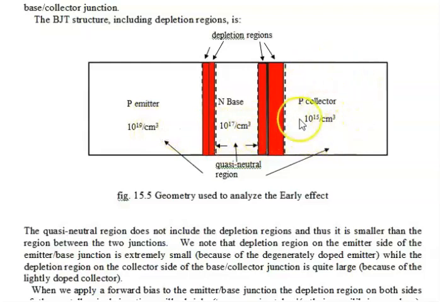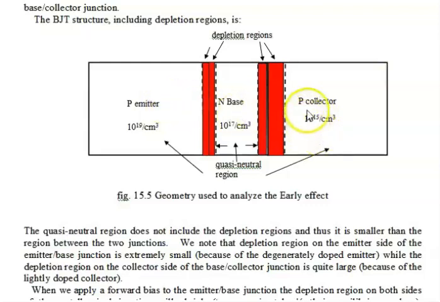and until this point, we've never said why the collector should be lightly doped. If, for example, we made the collector 10 to the 19th, everything that we've said up until now would be unchanged, and we would have a symmetric device. We could run it forwards or backwards, and the performance would be exactly the same.